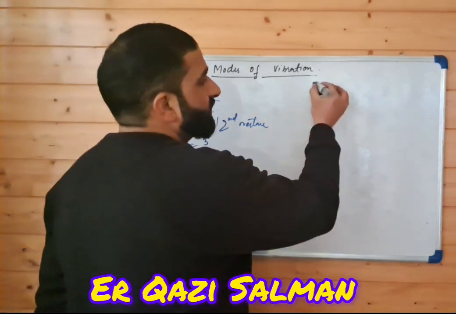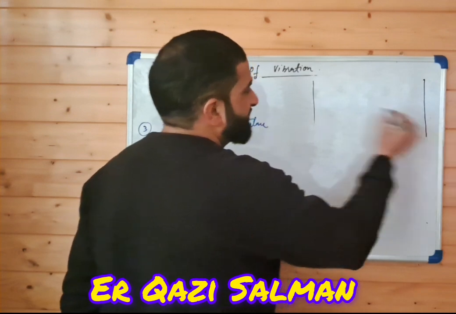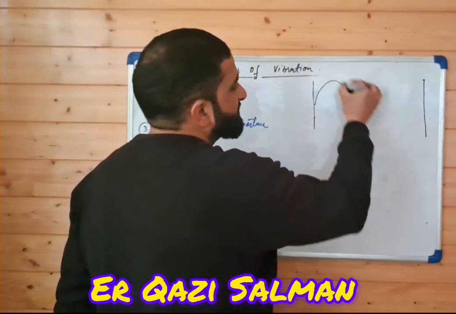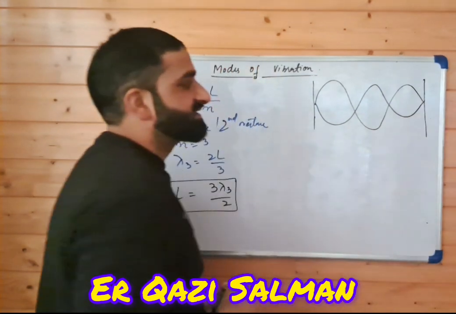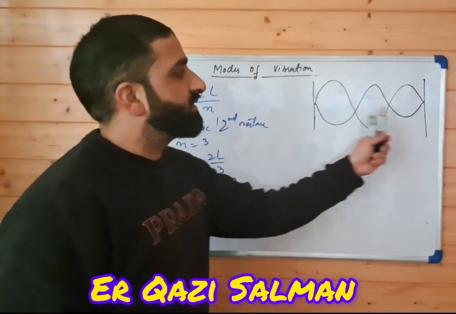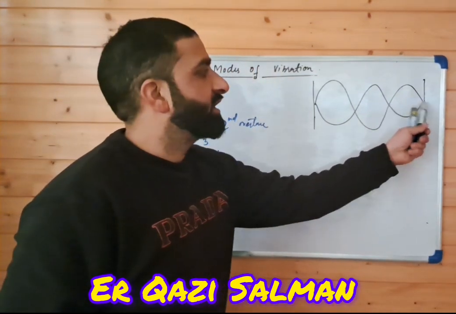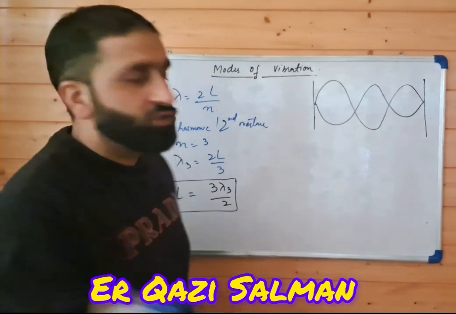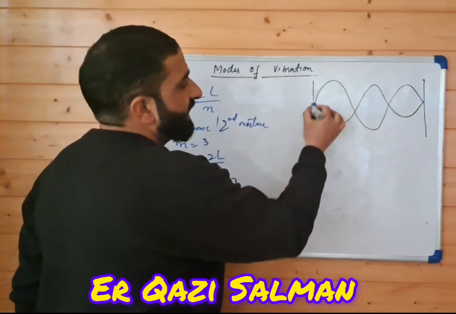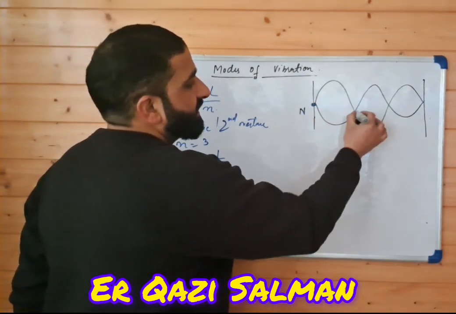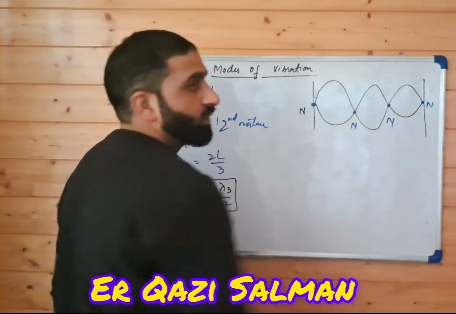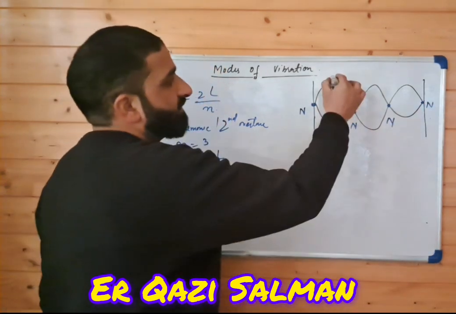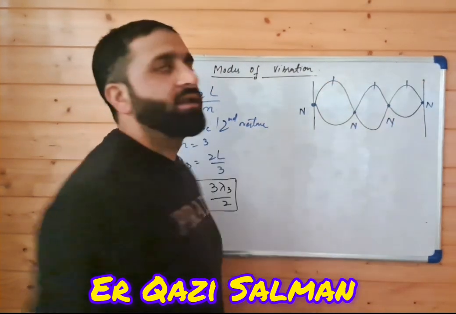That can be shown if we have a stretched string. We will have this shape. The standing wave will look like this. From here to here, it is lambda. From here to here, it is lambda divided by 2. So we have nodes here, at x equal to L, here, here, and here. And between the nodes, we have antinodes here, here, and here.